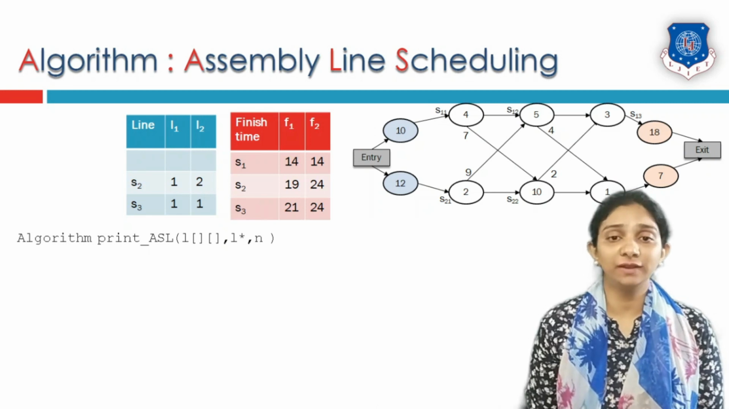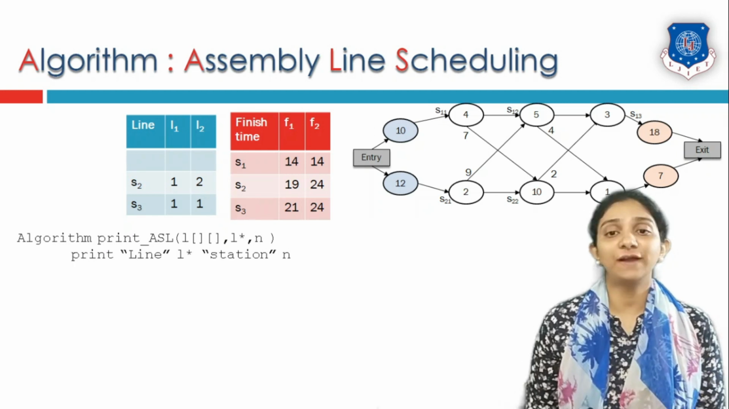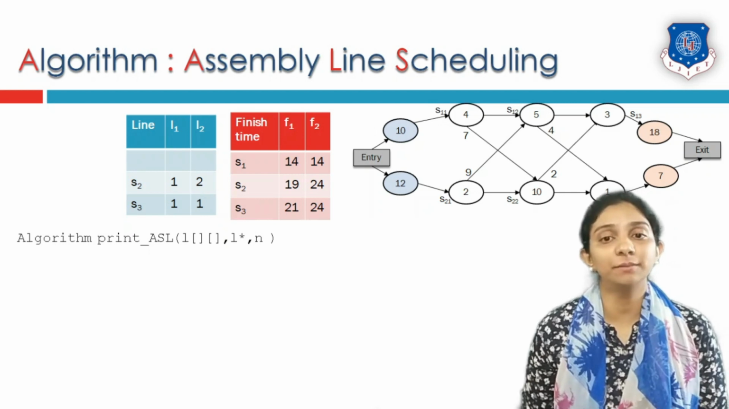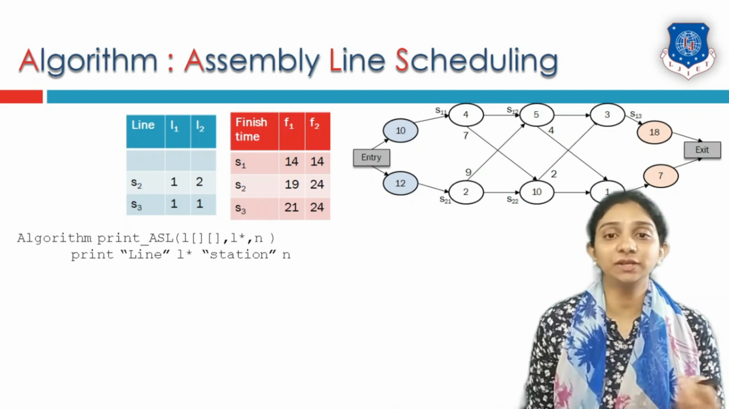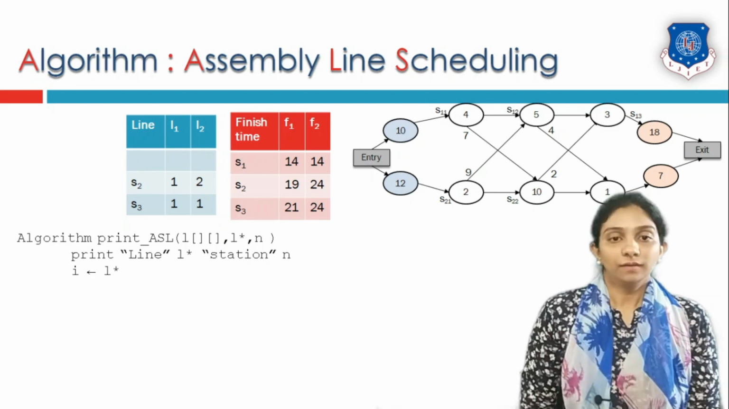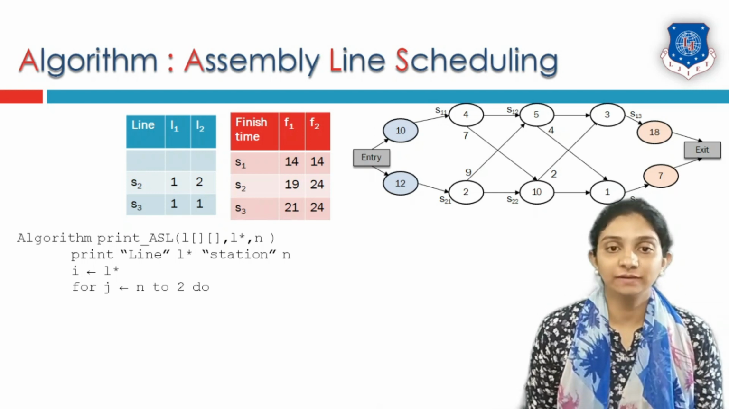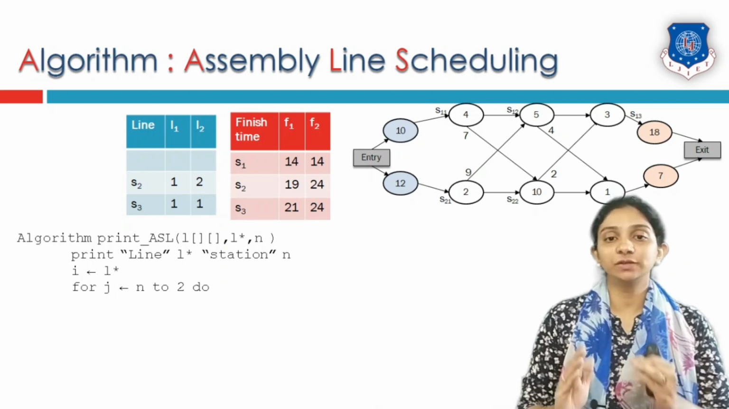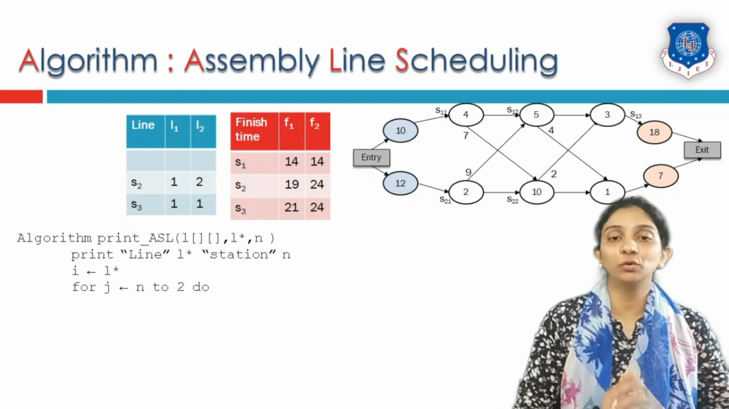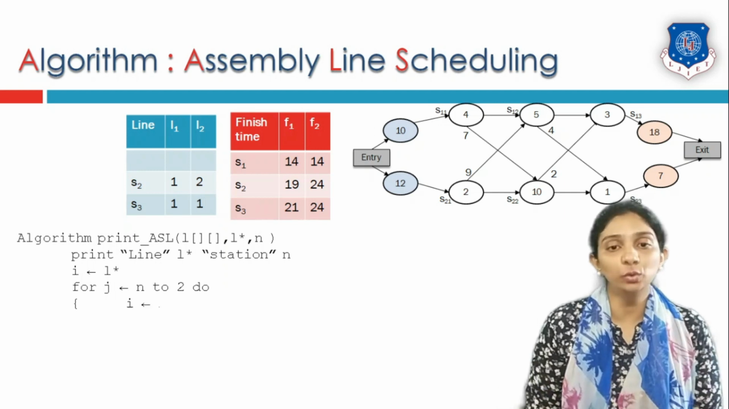An algorithm to print the particular path takes the L table as an input, which is a two-dimensional table, L star, which is our final line number, and N, which is the number of stations. Initially we print line number L star and station number N is selected. Then we put I as L star. So the initial line is L star. Stations are walked backward, from the nth station, the third station, back up to station number 1. So here we will start our loop from n and go up to 2.